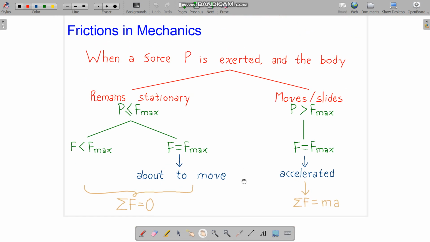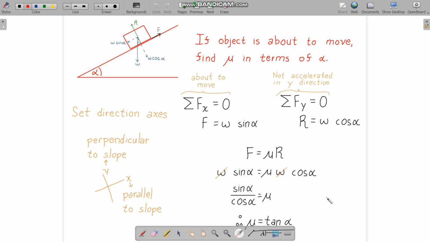So when a force P is exerted and the body remains stationary, this means the pushing force, or the total force other than friction, is smaller than the possible maximum friction. So when F is smaller than F maximum, F is equal to P. This is when the object is about to move, but still stationary, sigma F equals 0. When the object moves, the friction is the maximum possible, the object is accelerated, and we have acceleration.